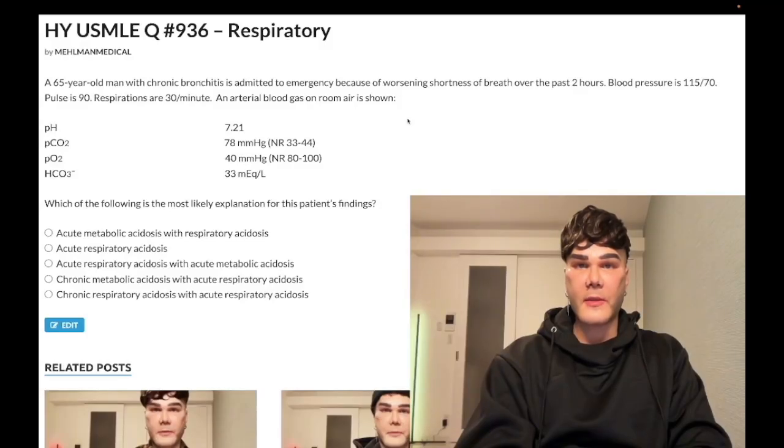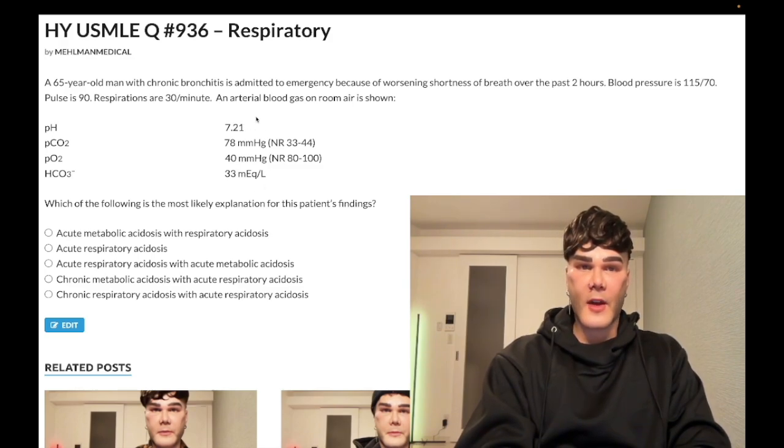How's it going, guys? Medium difficulty question for respiratory, Step 1, internal medicine, 2CK. 65-year-old man, chronic bronchitis, worsening shortness of breath over 2 hours, blood pressure 115/70, pulse 90, respiratory rate 30 per minute. He's acidotic, pH 7.21 (should be 7.35 to 7.45), PCO2 elevated 78 (should be 33 to 44), PO2 low 40 (should be 80 to 100), bicarb elevated 33 (should be 22 to 28).